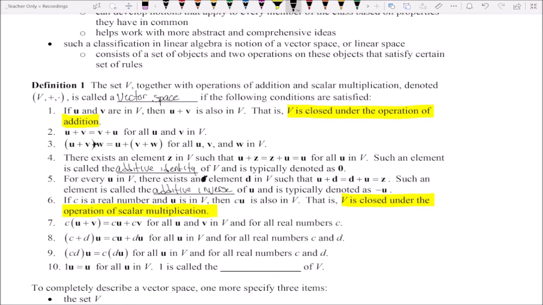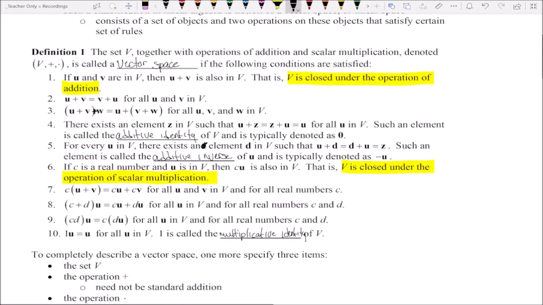(cd)u is equal to c(du). In other words, the order in which you do your scalar multiplication does not matter. And 1 times u is equal to u. 1 is thus called the multiplicative identity. In other words, no matter what vector space you're working with, 1 must be the multiplicative identity.